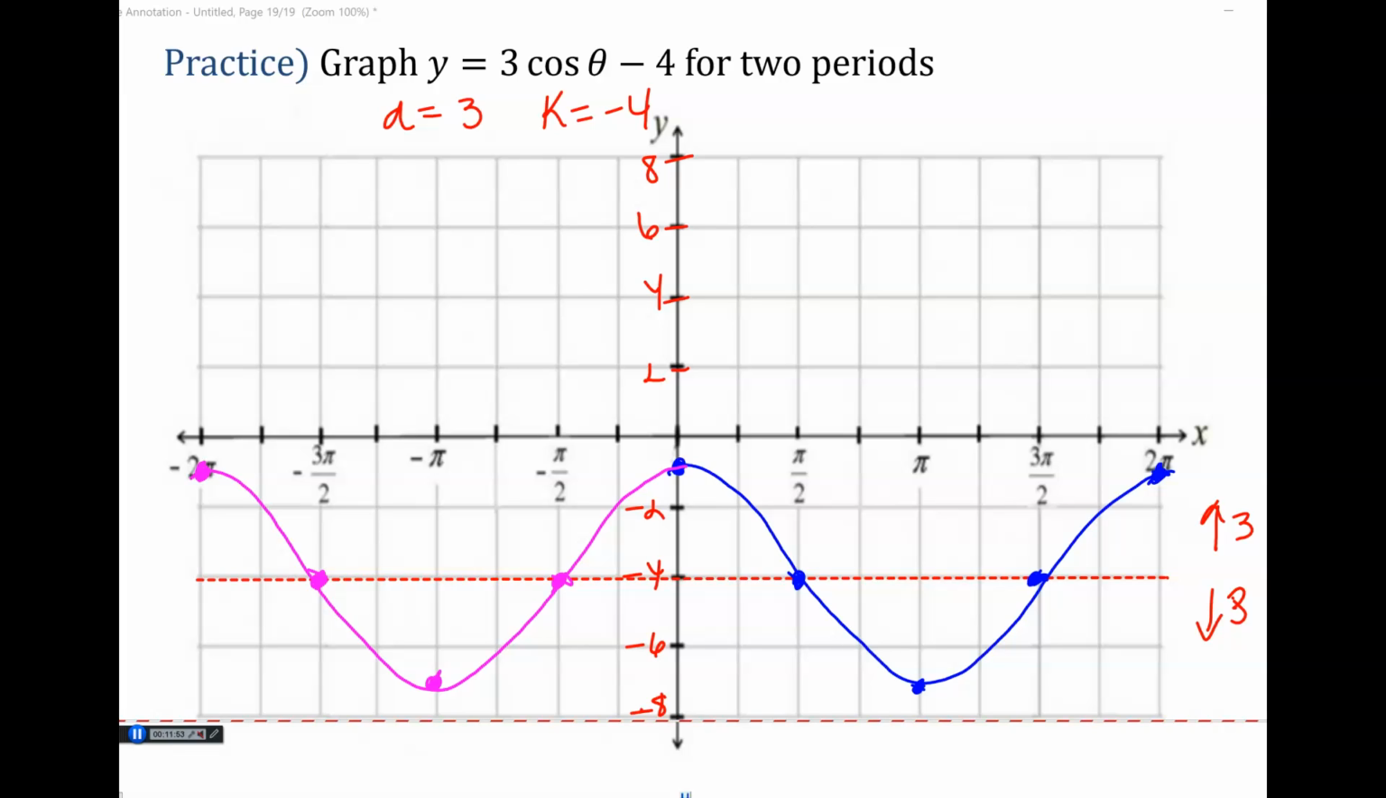In this example, again, the amplitude was 3. The midline was -4, so you start down at -4, draw your dashed line. And then the amplitude tells you should be going up 3, down 3 from the midline. This is a cosine function, so you start at the maximum. It wasn't a negative, so you stay at the maximum. And then you go down to midline, minimum, midline, maximum. Okay, so hopefully this is making sense.